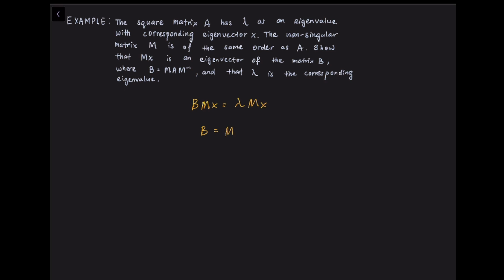Post-multiplying both sides of the equation B equals M A M inverse by M yields the result BM equals MA. Thus we obtain BMx equals MAx, and equals M times lambda x, since x is an eigenvector of A with corresponding eigenvalue lambda. And we pull the lambda out and we have lambda Mx.